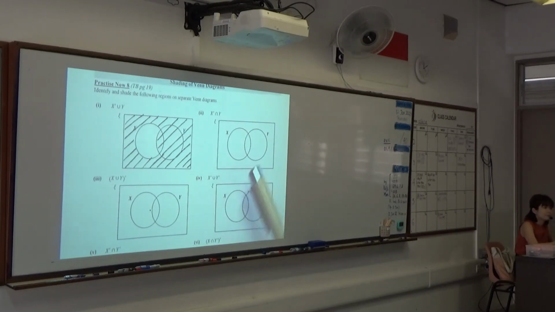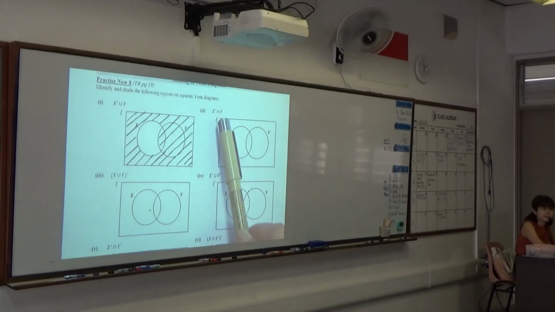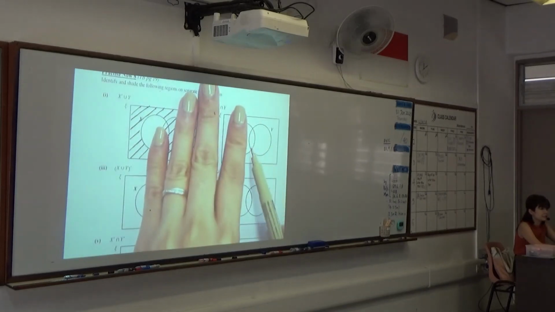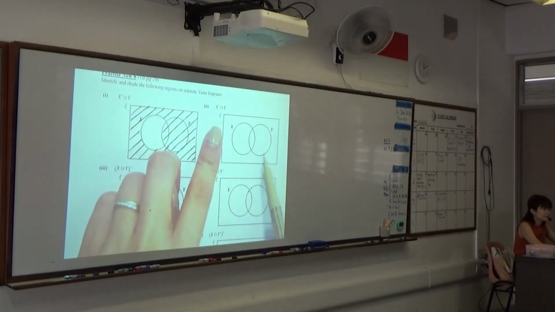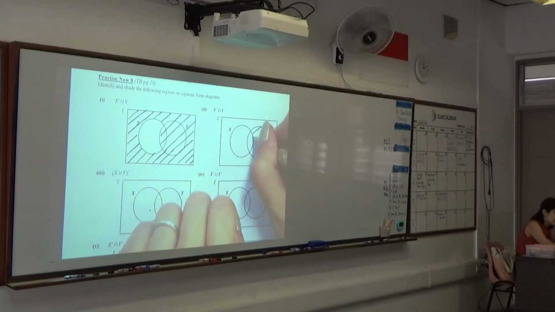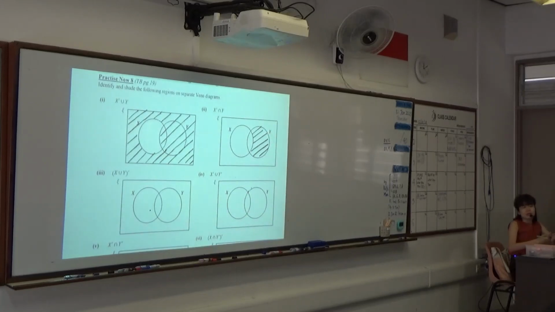Next, part 2. We want X complement intersect with Y. So that means that it is anything that's outside of X, taking note that it is intersection. Y is this circle. So outside of X, overlapping with Y itself. And that will only be this area here.